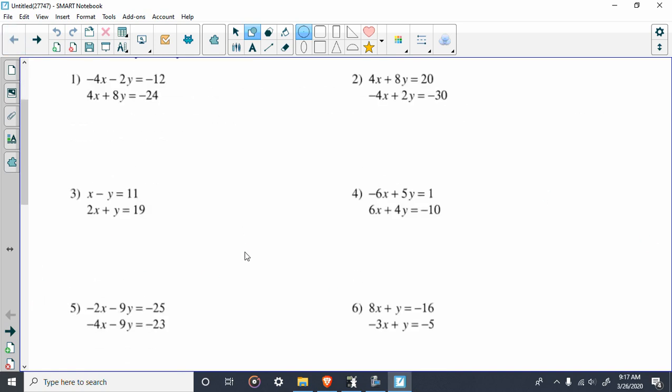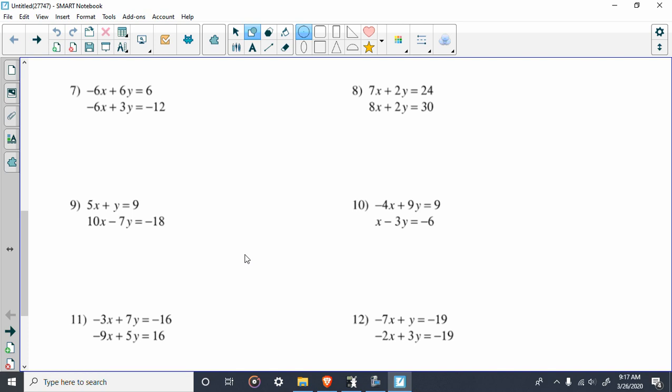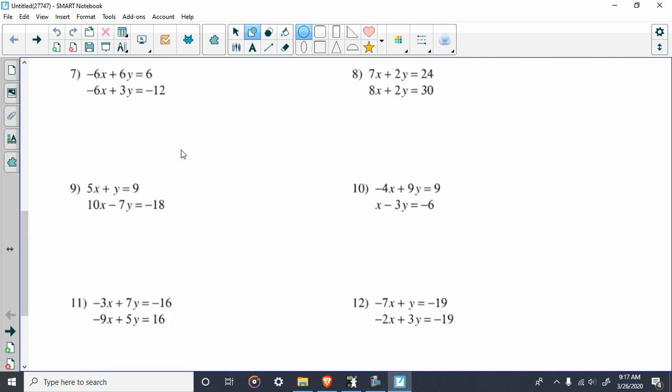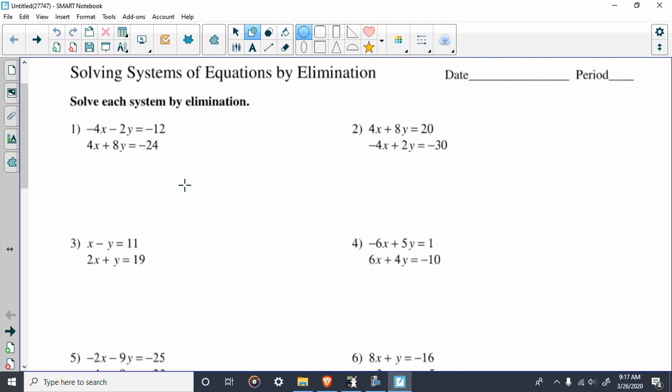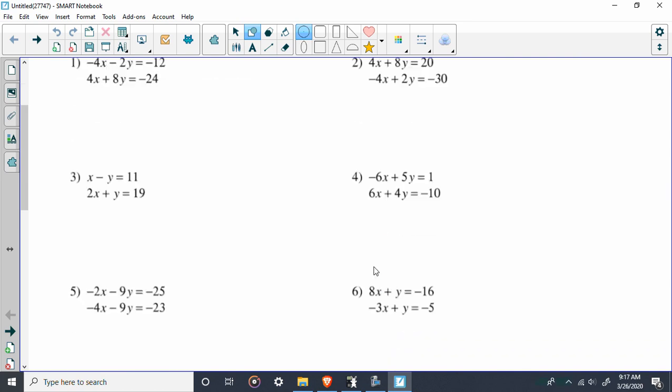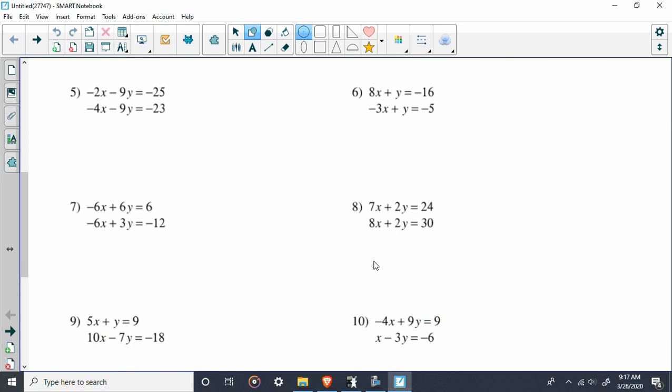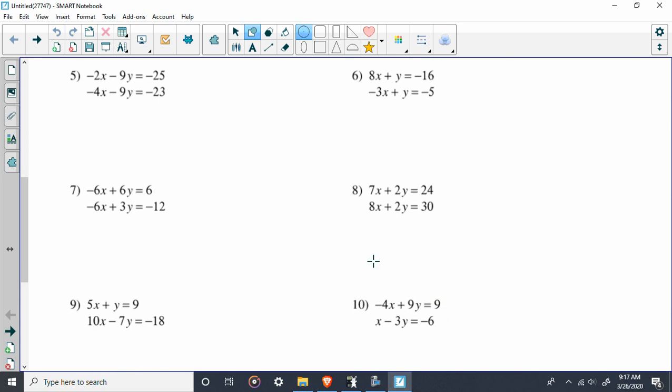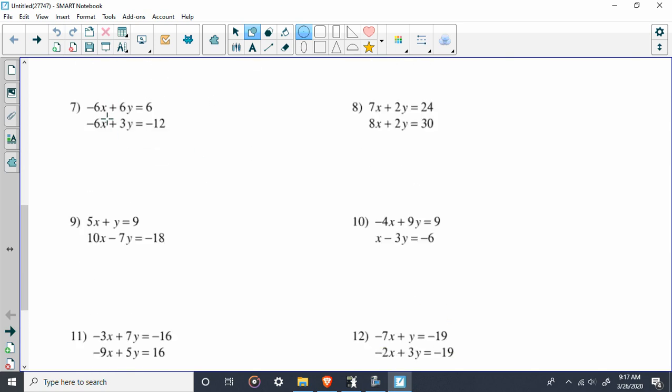So not much has changed from yesterday. We're still doing elimination. We're still trying to figure out a way to eliminate some of the variables. Now, the first day we did this, we just added them together, and these got eliminated, right? -4 and +4. +4 and -4. Negative y and positive y. -6 and +6. Yesterday, what we went over was how to change these so that they would eliminate, right? So here, if we added these two together, -6 and -6 doesn't make 0, it makes -12.